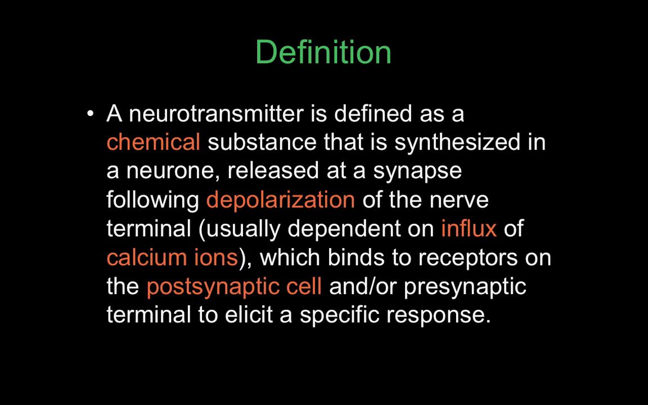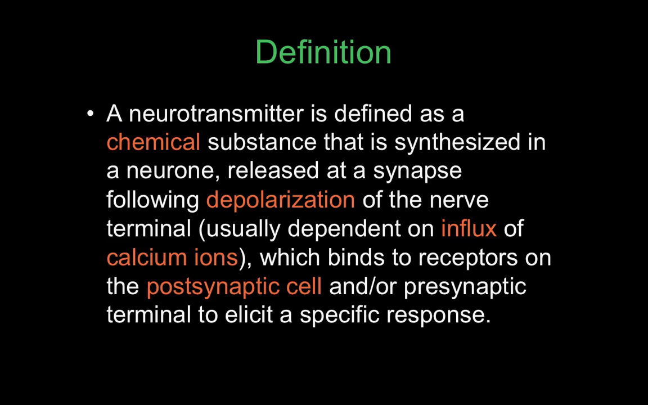So first, the definition of a neurotransmitter. A neurotransmitter is defined as a chemical substance that is synthesized in a neuron, released at a synapse following depolarization of the nerve terminal, usually dependent on influx of calcium ions, which binds to receptors on the postsynaptic cell and/or presynaptic terminal to elicit a specific response.